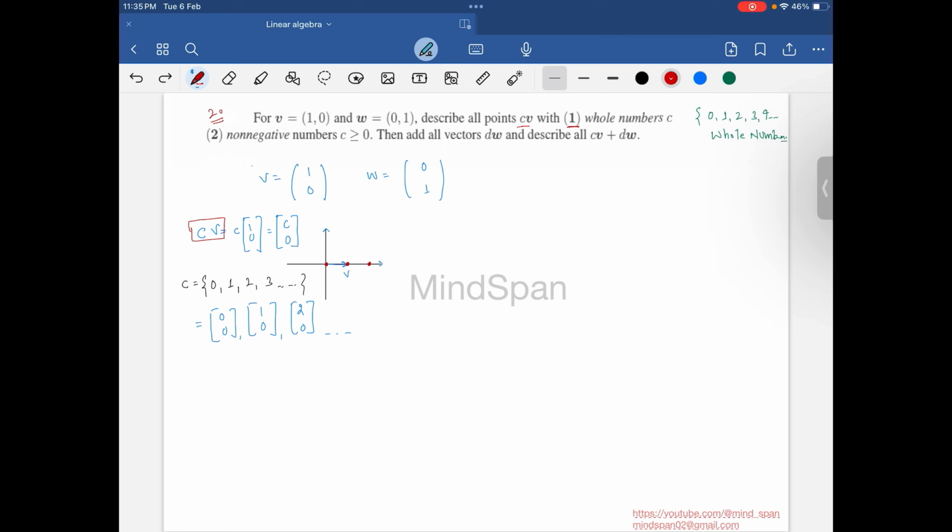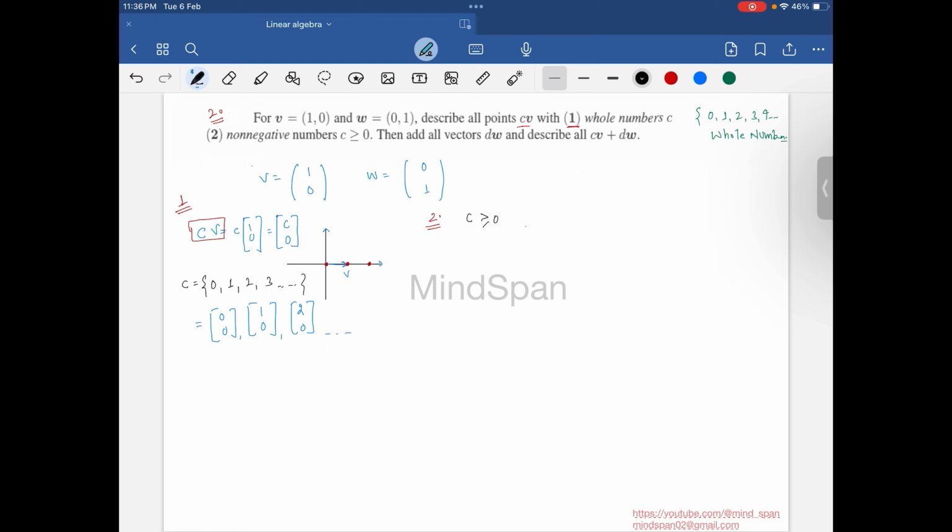So this is the first part, and in the second part we have that c is greater than 0. Here, if you see, c is non-negative. C can take any value that is greater than 0, or greater than or equal to 0. It can take integer, decimal, everything, right?